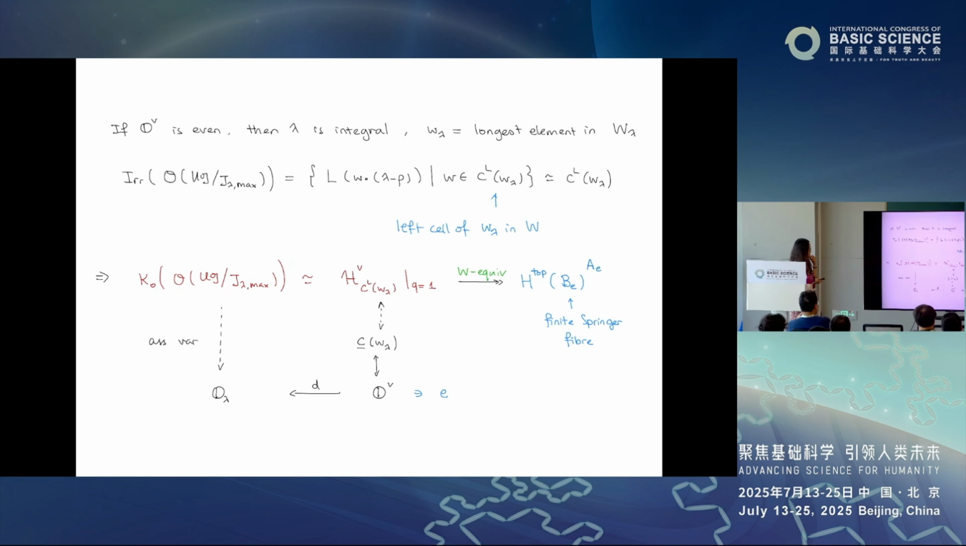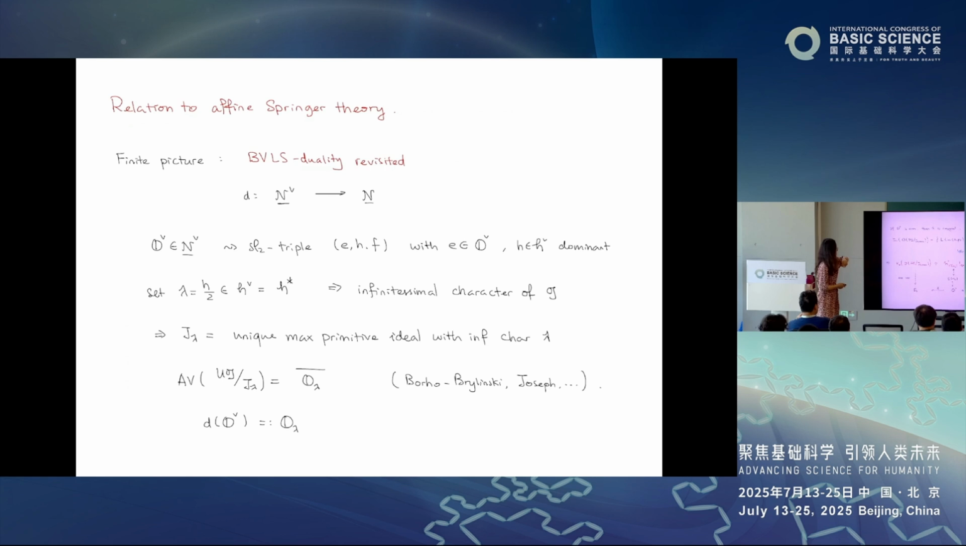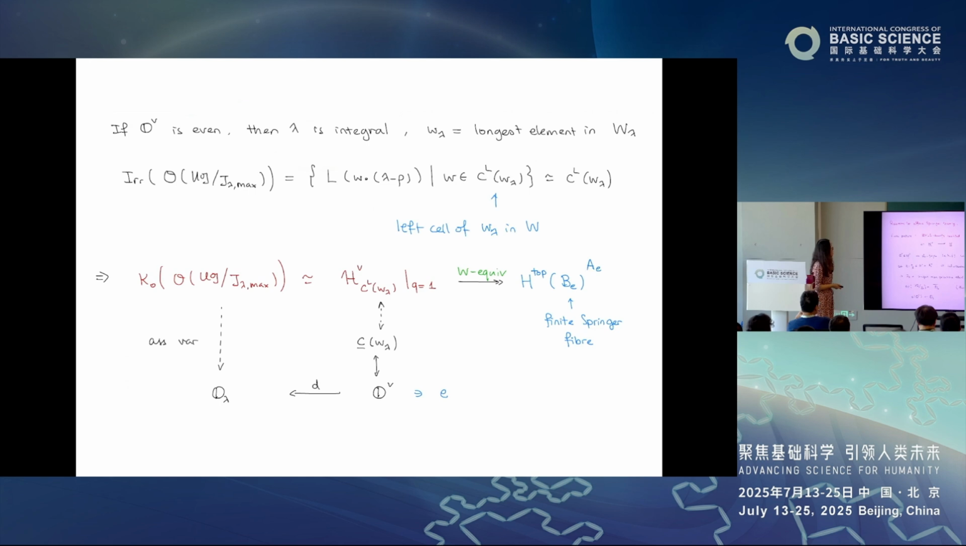So in the finite story, if you start with an even orbit, even basically means this weight is an integral weight. So its value at all the roots are even numbers, so if you divide it by 2, it's still integral. If you start with an even orbit, you get an integral lambda, and then you take W lambda to be the longest element in its stabilizer. Then you can ask what are the irreducible modules for this quotient of the enveloping algebra by this primitive ideal.